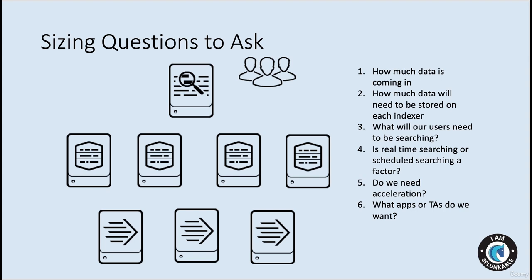What will our users need to be searching in the org as we go to the top layer involving user search capability? Are users going to be searching a lot, a little? Are they using real-time searching? That's going to be pretty taxing on our performance, and we may need more indexers to accommodate for that. Are they barely searching? Are they using Splunk as a main detection tool? What are our users going to be doing? And do we need acceleration?